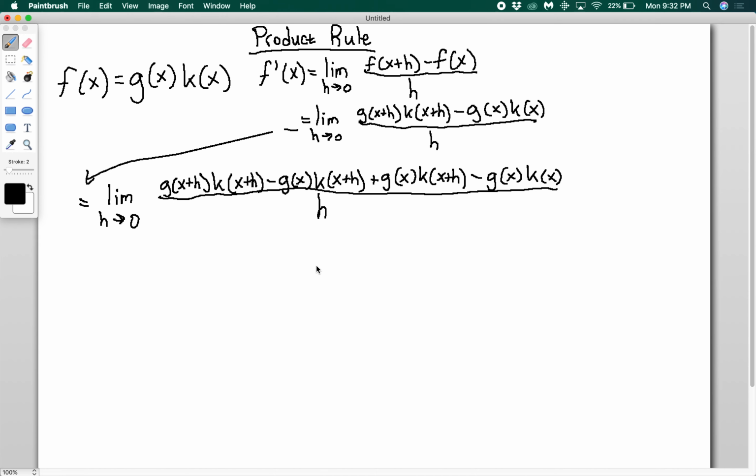Okay, so you might say, why did I just do that? That's kind of a weird thing to do. Well, it's going to allow us to factor some stuff nicely, which previously we could not do with just the expression we had up here.